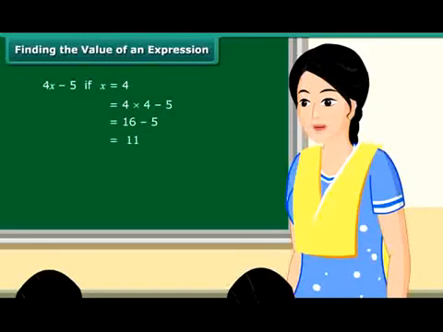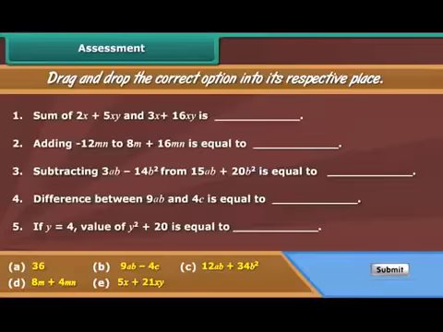Similarly, if m is equal to minus 2, then the value of the expression m square minus 2 will be equal to 2.